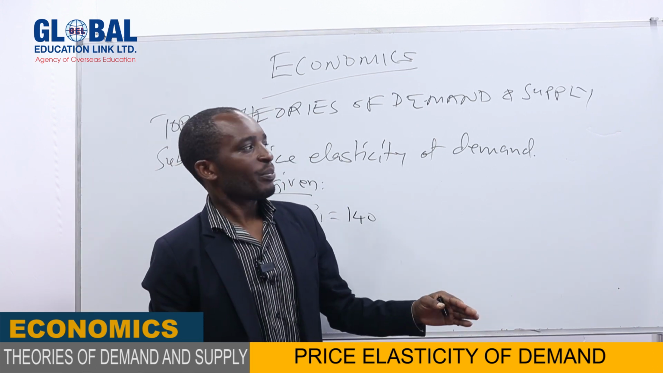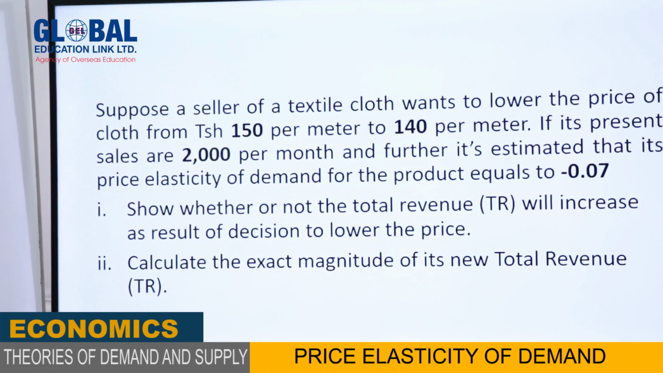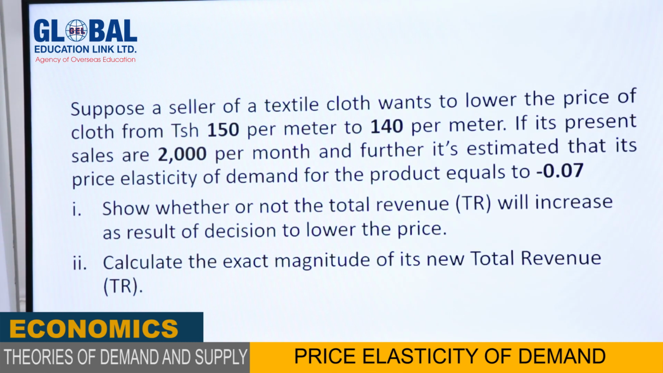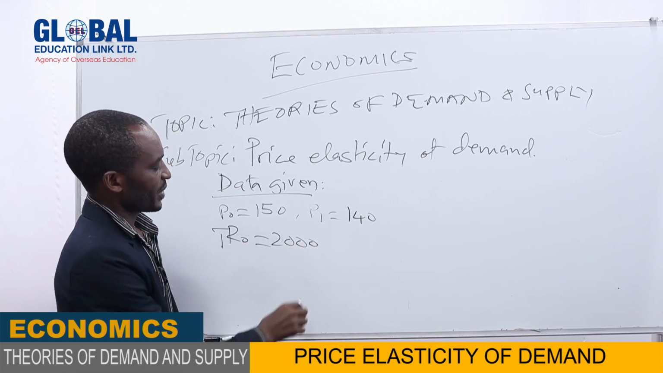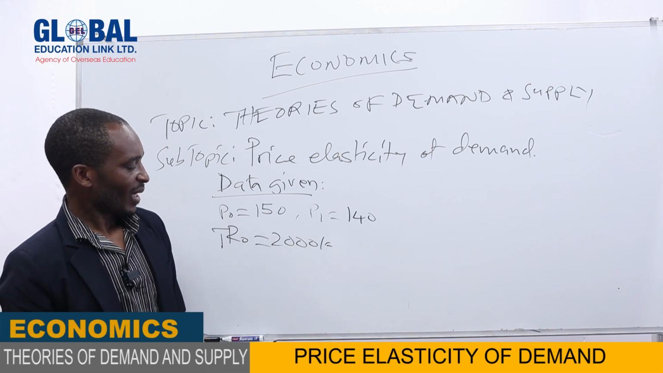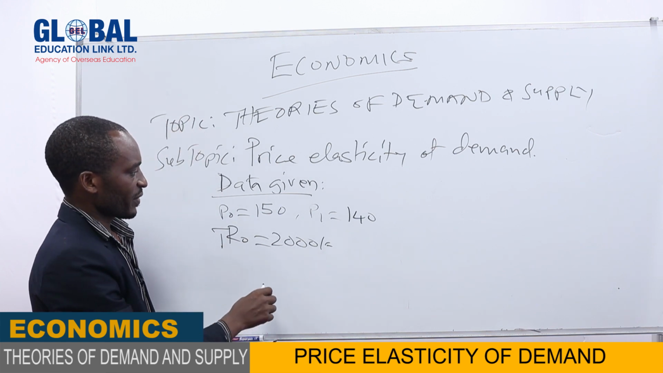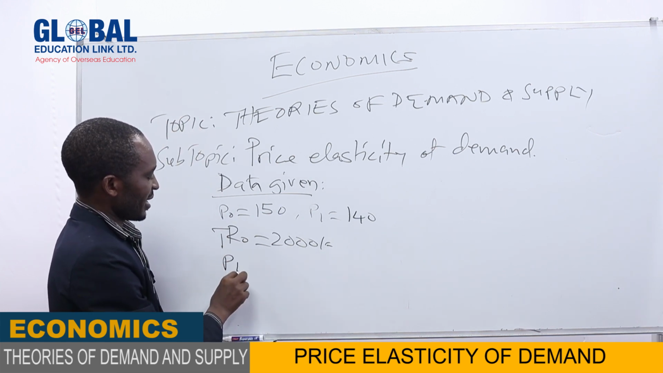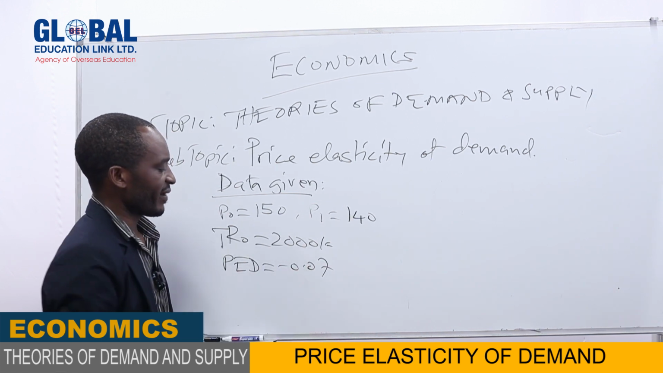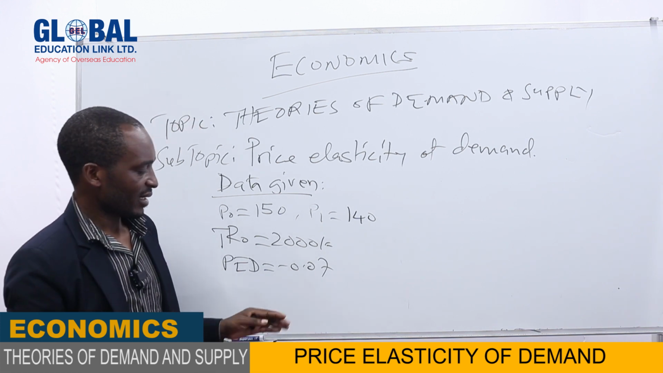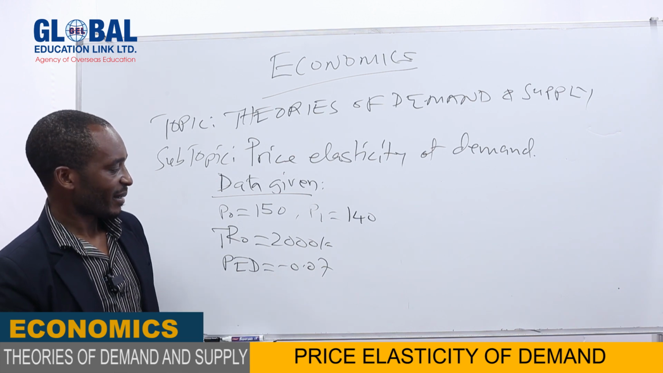And we are given the present sales. It means the total revenue when the price is P naught is 2,000. So the original total revenue is equal to 2,000 shillings. Now, also we are given the information of price elasticity of demand. We have price elasticity of demand, which is negative 0.07. Since our value is less than 1, we said this will be inelastic.